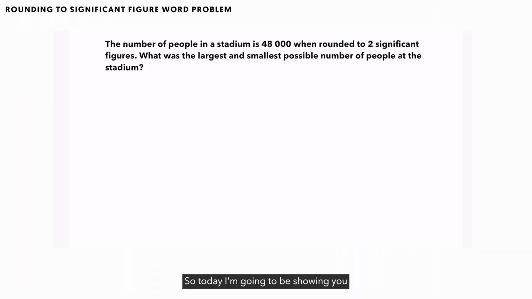So today I'm going to be showing you how to solve a word problem involving significant figures. Let's read the question. The number of people in a stadium is 48,000 when rounded to two significant figures. The question wants us to find the largest and smallest possible number of people at the stadium. So if you look at the information, we have 48,000. Is this the exact number of people at the stadium? The answer is no, because the question already tells you that this number was rounded to 2SF.